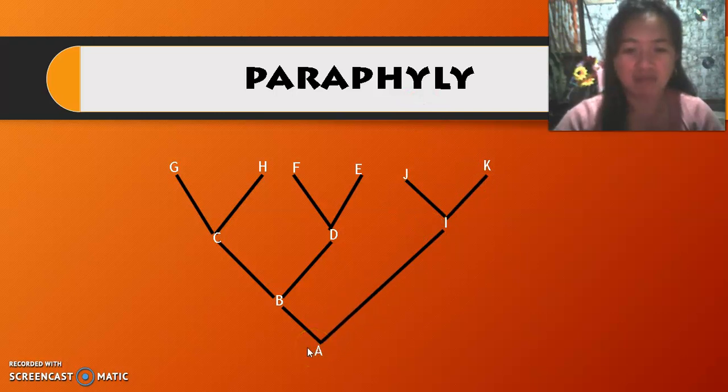although these descendants have the same ancestor as G, H, F, and E, which is the ancestor A. But we excluded this one. We only chose the four, so this is now a paraphyletic group.